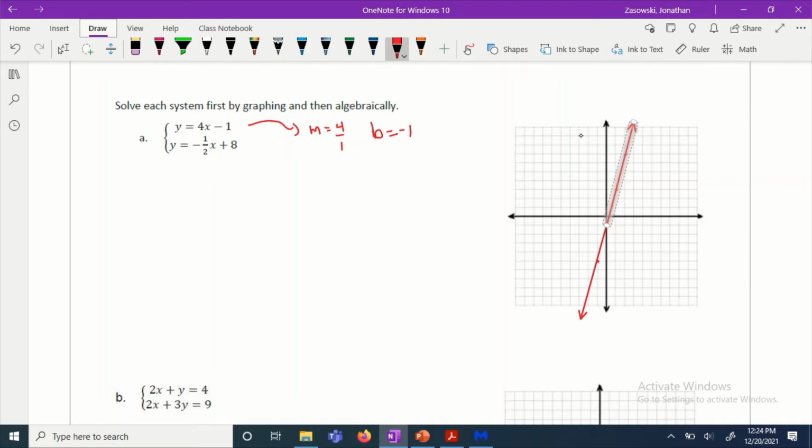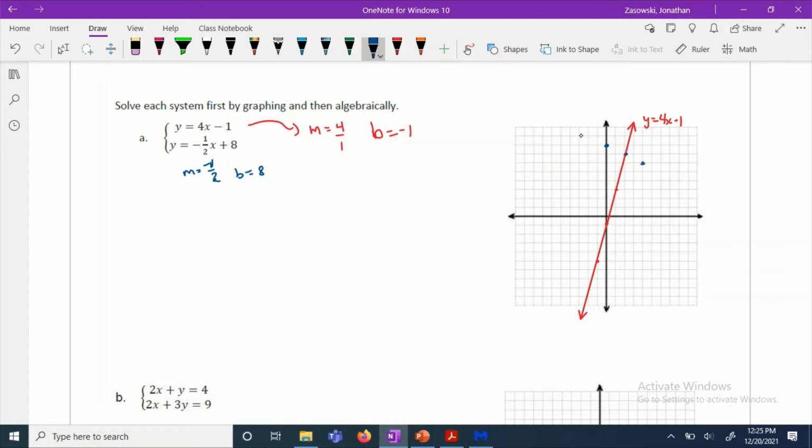All right, label our equation. And then the second line we already have done. So the slope is -1/2. So down 1, right 2, up 1, left 2. Okay. And the y-intercept is 8. Down 1, right 2, left 2, right 2.